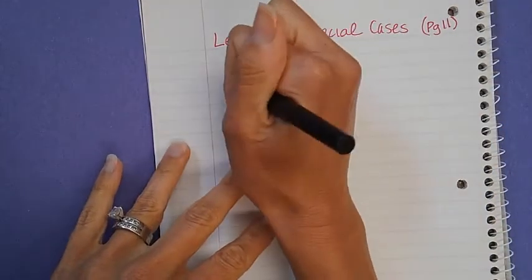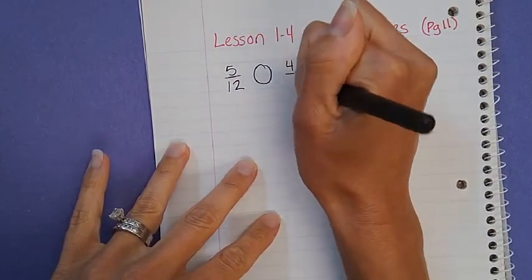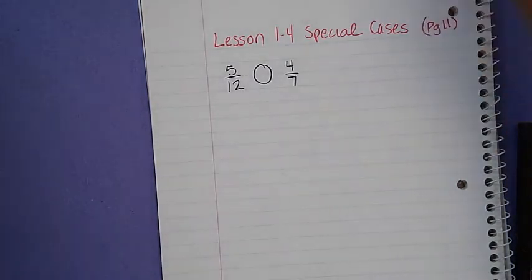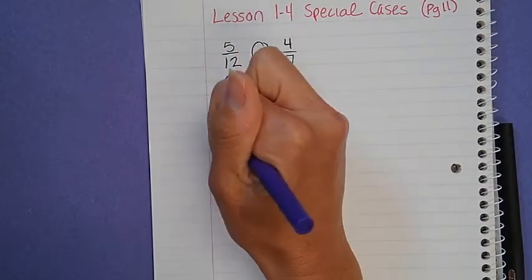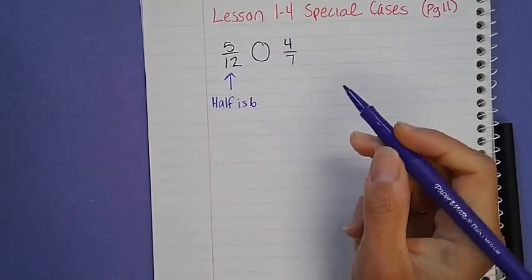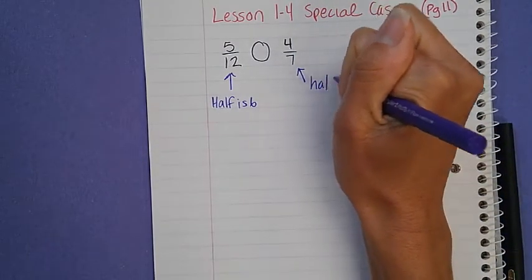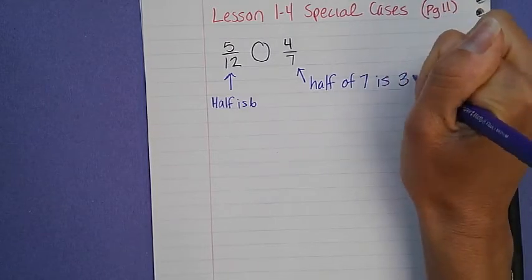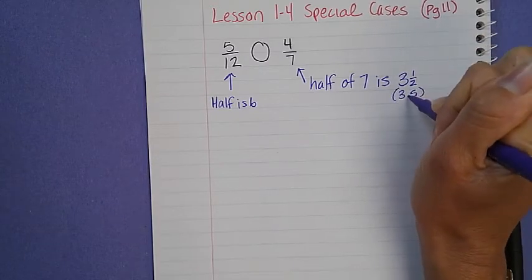So if we have 5/12 and 4/7. Now, the one way that I always take and think about halves is I look at the denominator and I think, what is half of it? So half of 12 is 6, okay? And 7's a little bit tougher because it's odd, but half of 7 is 3.5. I'm gonna write that down here too so that we remember that as a decimal.